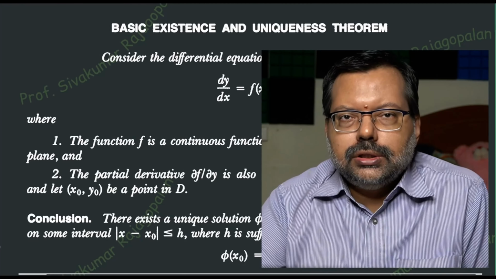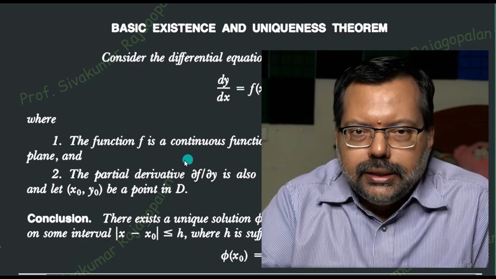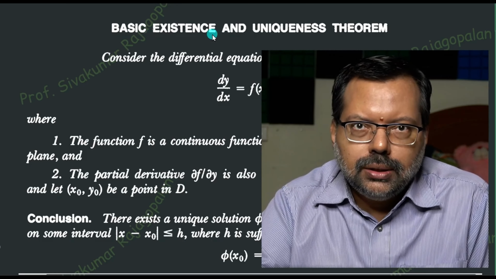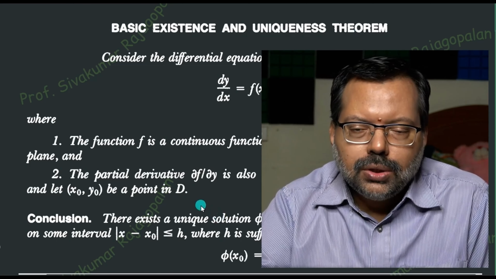Cauchy theorem for the basic existence and uniqueness. So I have written like this, that it is a theorem talking about the existence of the solution and also about the uniqueness of the solution. Now how will the statement look like?